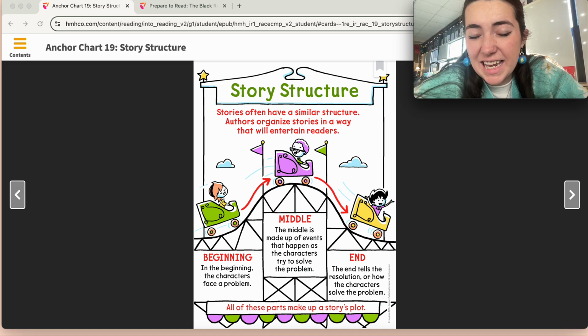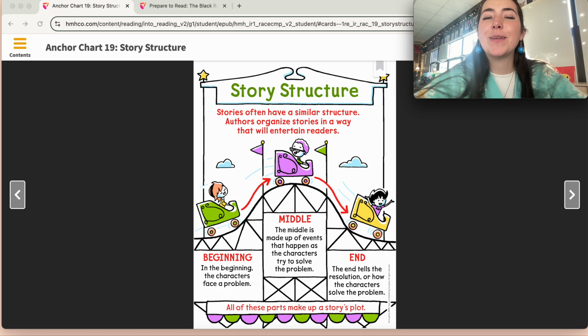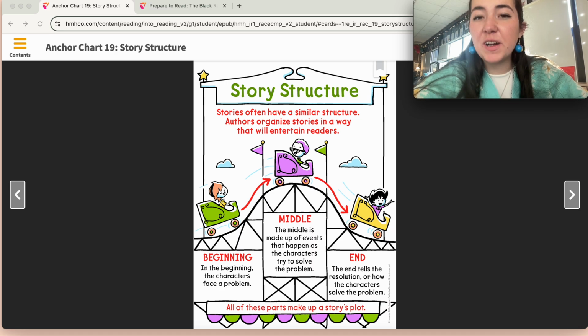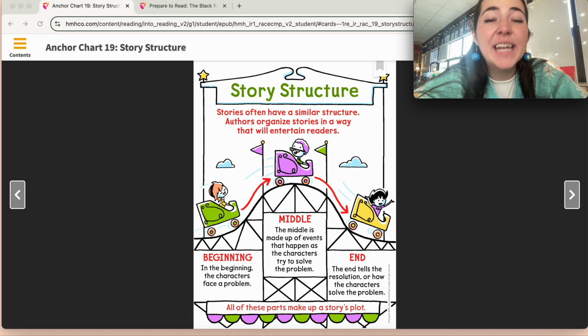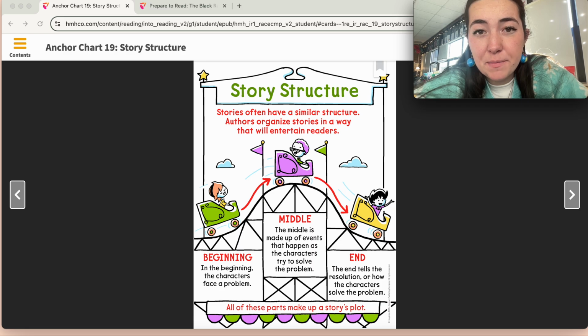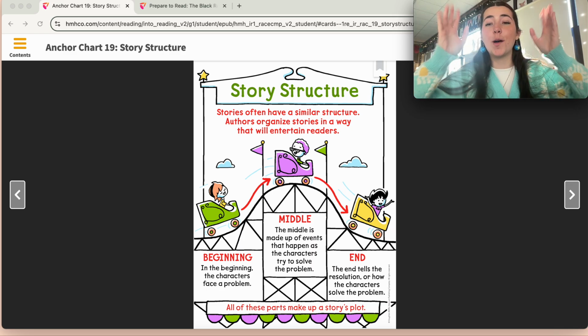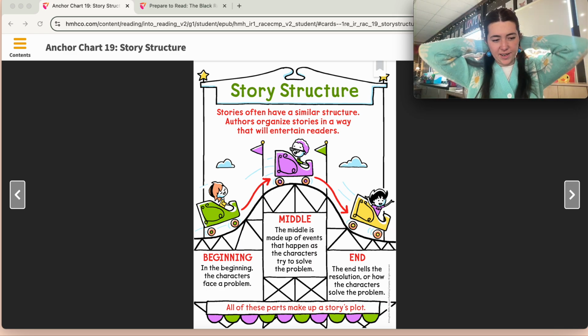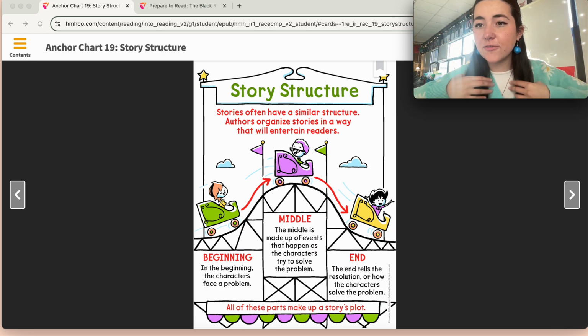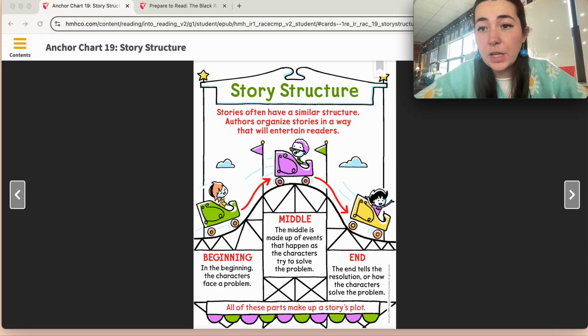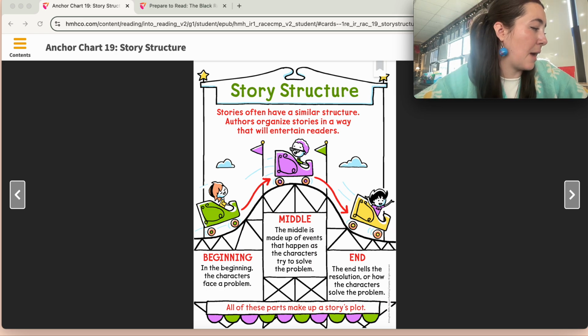I am so excited to be reading with you, and I am excited to be doing a reread of our story, The Black Rabbit, today. So you are going to need your My Books, you are going to need a pencil eventually, and then your iPad and your headphones, and you should be all ready to go. Our vocabulary today is our power words from our story that we're going to review, but we're going to start with our anchor chart instead of our vocabulary today.